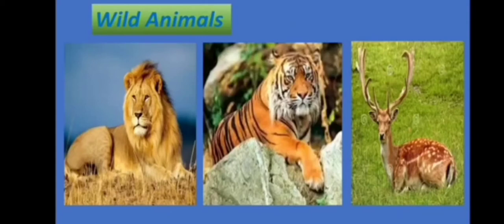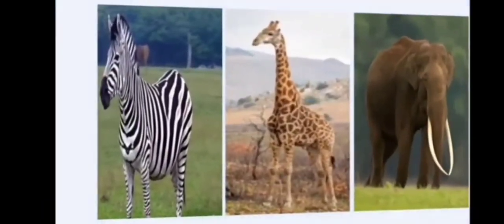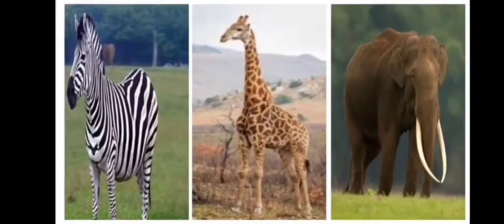So what do we call the animals that live in jungle and forest? Yes, wild animals. And give me some examples. Yes, the lion, tiger, deer, zebra, giraffe, elephants. These are some examples of wild animals. We can see these animals in a zoo also.